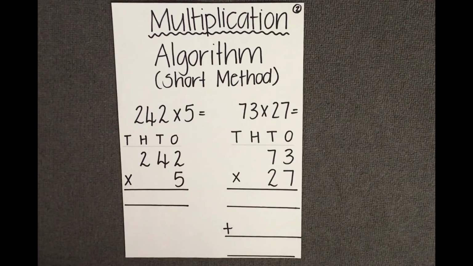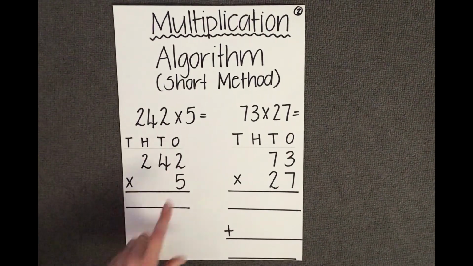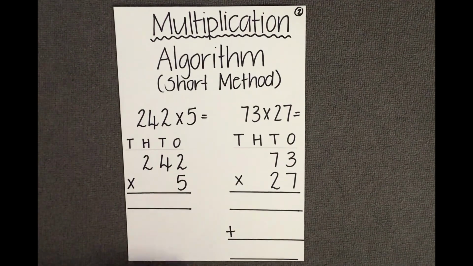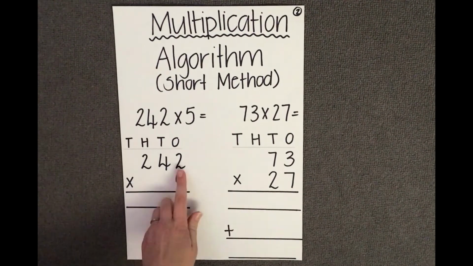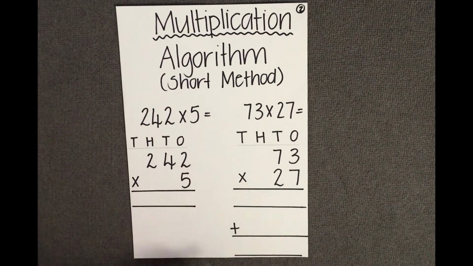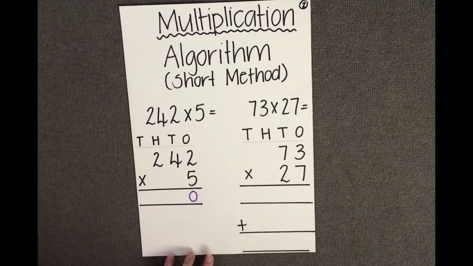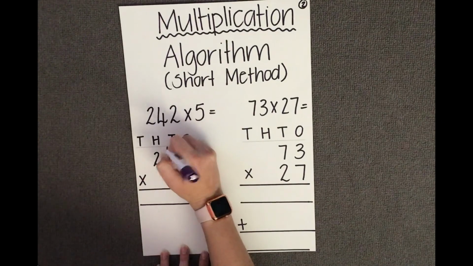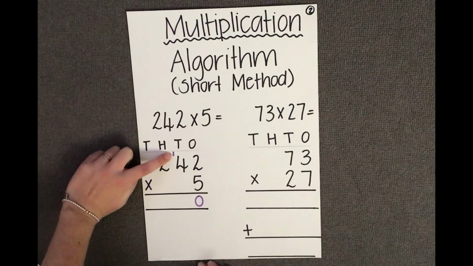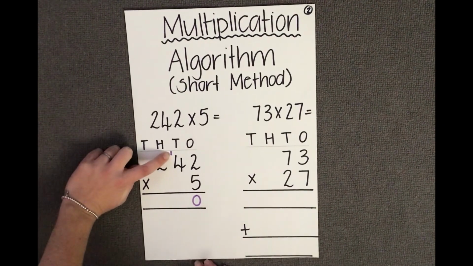Next, we can start multiplying our numbers together. We always start with the ones column. So we are going to do 5 times 2, which is 10. In the number 10, we have no ones, and we have 1 ten, which we have to carry to the top. Remember, when we carry, we have to add this on.